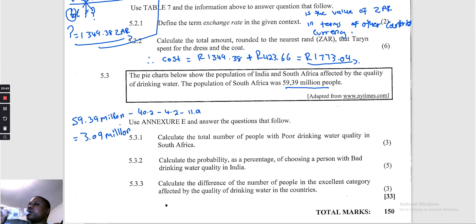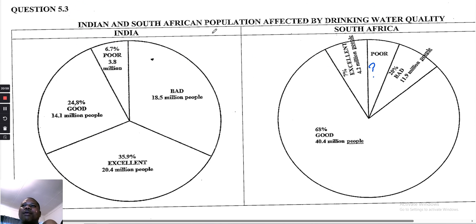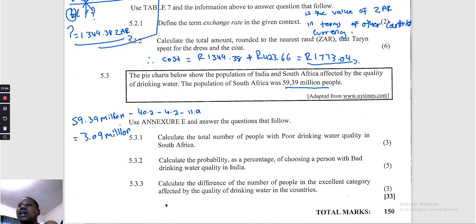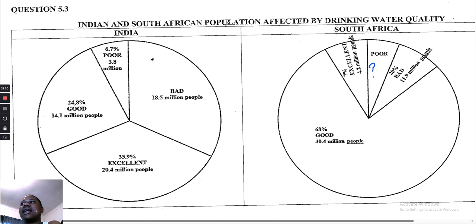The next question: calculate the probability as a percentage of choosing a person with bad drinking water quality. I'm going to calculate it that side. The probability in India of choosing a person who says the water has a bad quality. Probability is equal to, so we're going to look at the number of people that are saying the water has a bad quality. So how many are there in India?